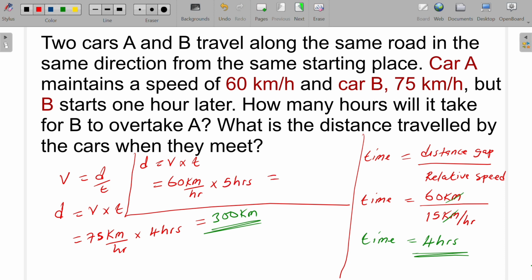And when you multiply 60 by 5, you are still getting 300. So despite the vehicle you choose, the car you choose, you are still going to get the same value. So this is how we solve this question.